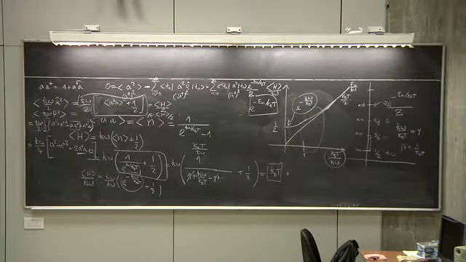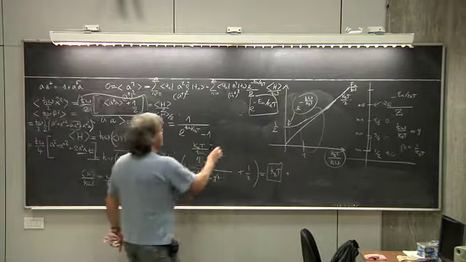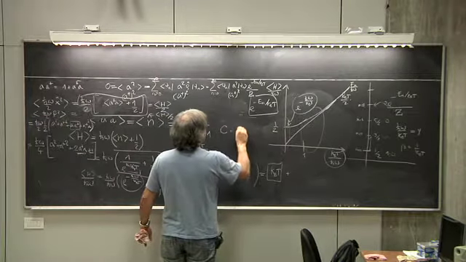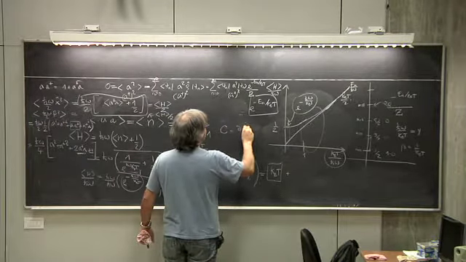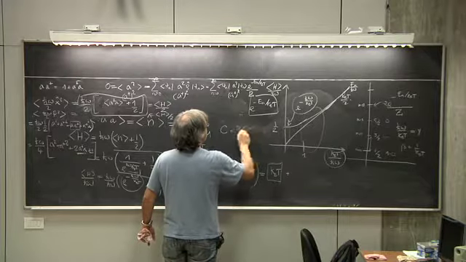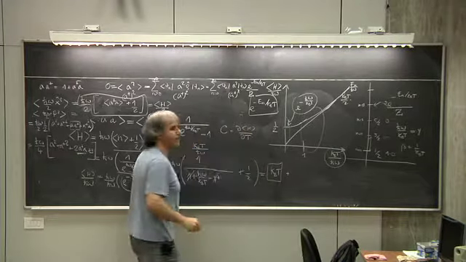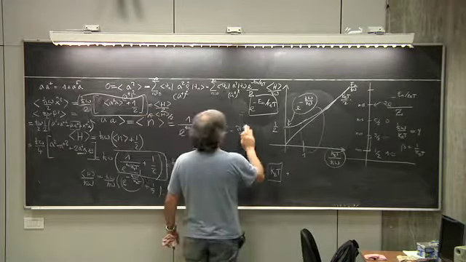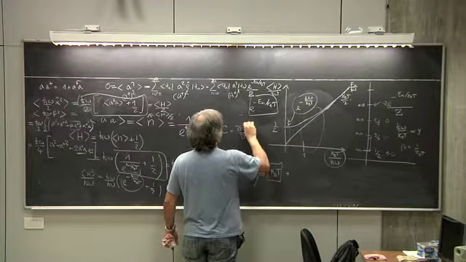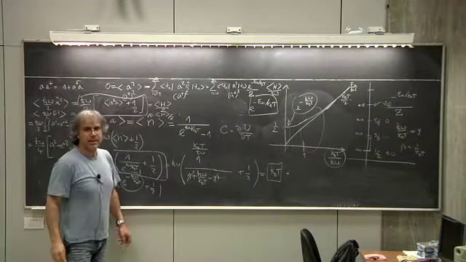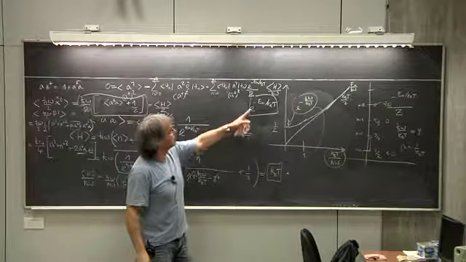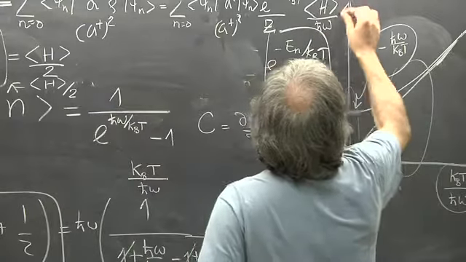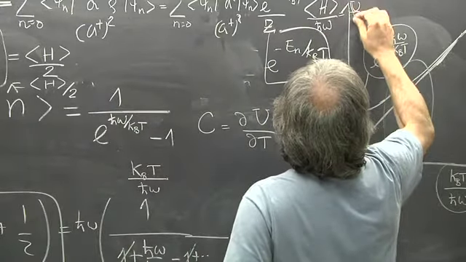Okay, so from here, for instance, you can calculate the specific heat. The specific heat would be the derivative of the average energy with respect to temperature. In thermodynamics, sometimes it's called U. If you calculate this, the average energy is what I have here. Okay, so this is U over h bar omega.